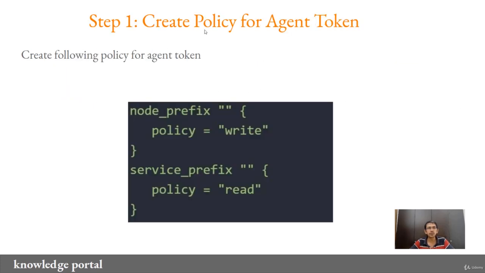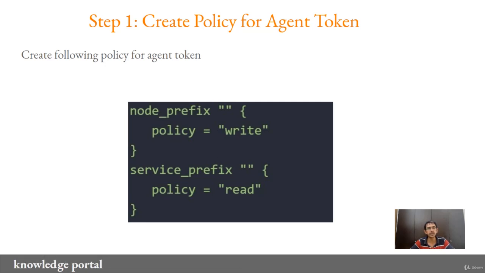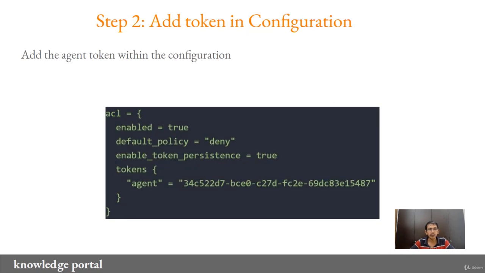First, you have to go ahead and create a policy for the agent token. This is a simple policy where on the node prefix you allow it to perform a write operation, and on the service prefix you allow it to have a read operation. This policy will be applied to the agent token that you will create. Once the token is created, you add that agent token within the configuration file. Here you see the token has been added, and you go ahead and restart the agent. These are the two important steps.